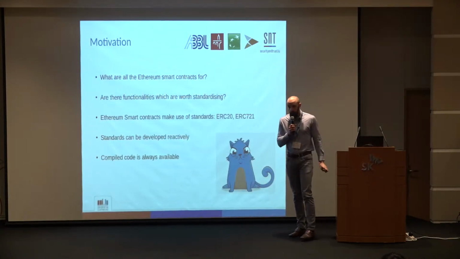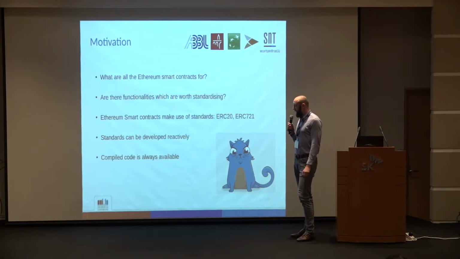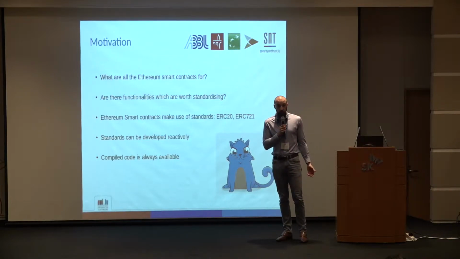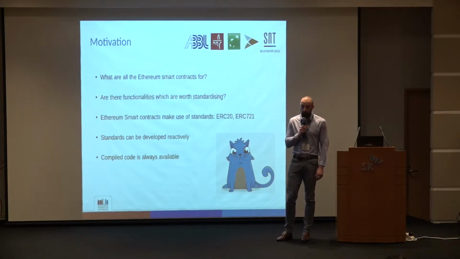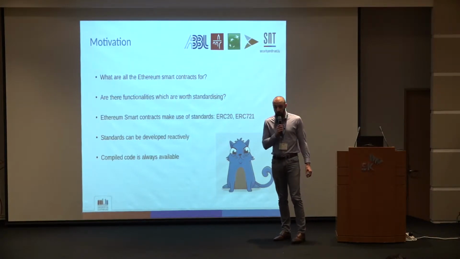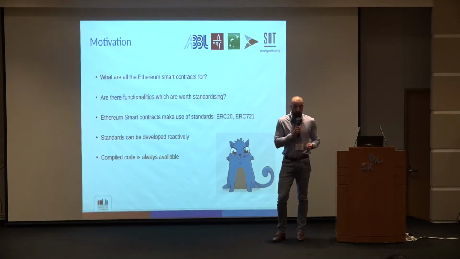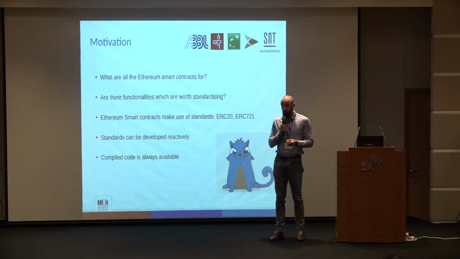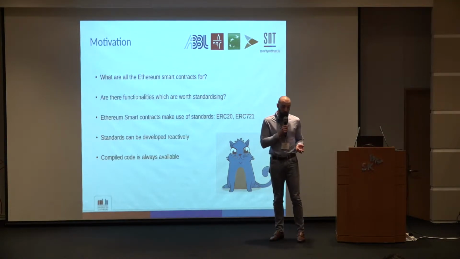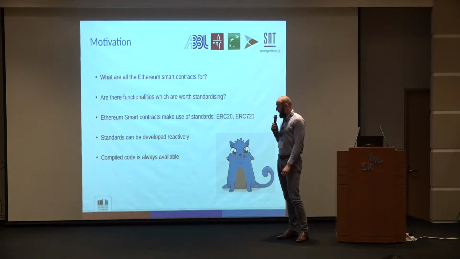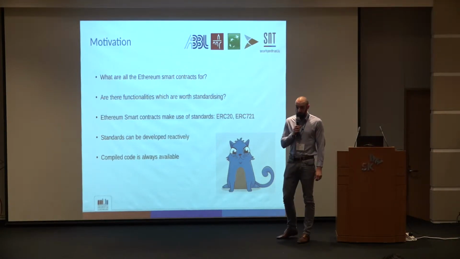So, why are we doing what we're doing? Well, we started off with the question, what are all the Ethereum smart contracts out there for? Some of them we know if they use an existing ERC or they're very well publicized, but there's a hell of a lot of contracts out there, so we thought maybe some of them we don't know what they're doing. And this led us to a second question. If we don't know what they're all doing, are there things out there that people are doing that we haven't already standardized, so that there isn't an ERC for that's being commonly used, or variations are being used, which would benefit from standardization?